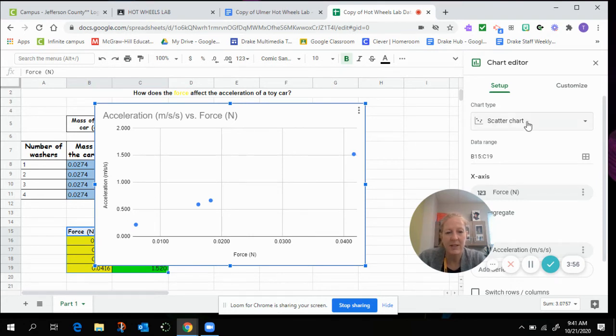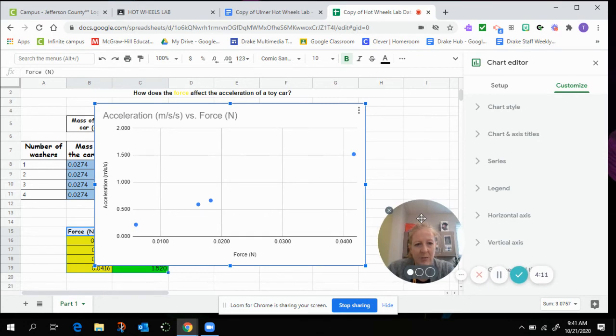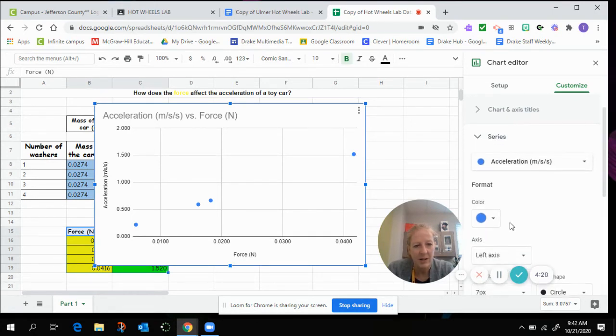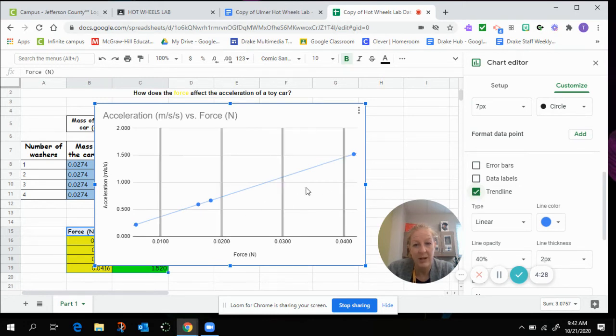You can leave this as a scatter plot, which might not be a bad idea, and then go to customize. When I click on customize, I'm going to go down to series, and I'm actually going to add a trend line, because we're trying to see what the trend in our data is. I click on series, scroll down until I see this little box that says trend line, and click on it, and I end up with a trend line for my data, which actually looks pretty good. That's fantastic. You will follow that same process for Part 2.